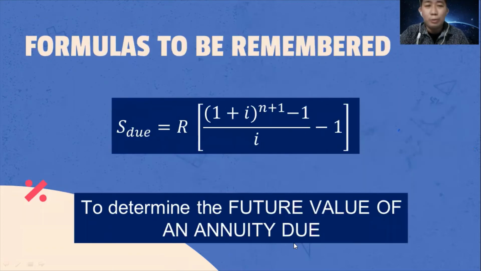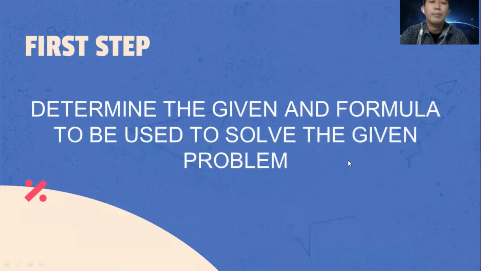And we are going to look for the future value of an annuity due. And this is the formula to be used. Annuity due is equal to R multiplied by the quantity of 1 plus I raised to n plus 1 minus 1 over I minus 1.